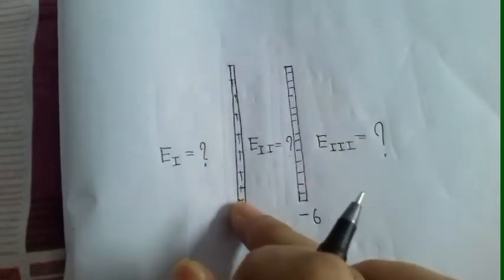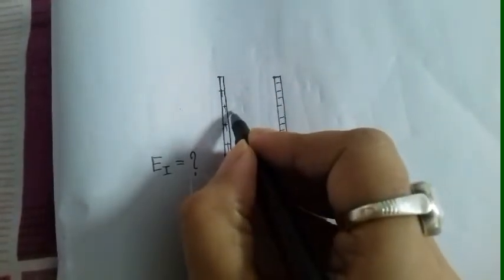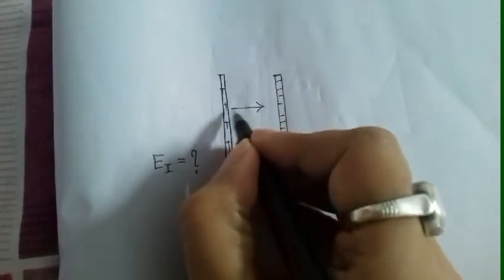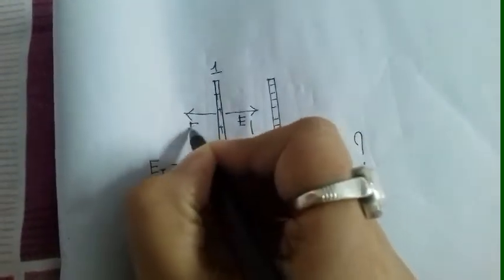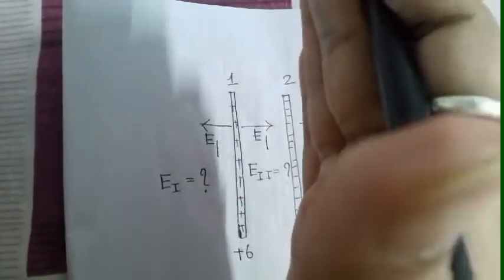You know that plus charge is there on an infinite sheet, so remember the electric field should be normal to the sheet, and as plus charge is there it should move outward. So E1, due to plate 1, the electric field moves outward. When I am taking the plate 1 contribution, don't take plate 2. So E1 should be this side only.